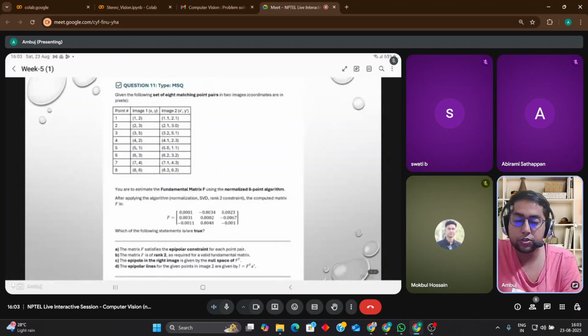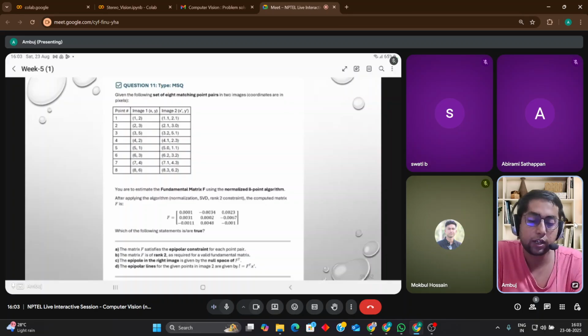Moving forward to the next question. If you are given a set of 8 matching point pairs in two images in pixels, image 1 is given, image 2 is given, and you have to estimate the fundamental matrix F using the normalized 8-point algorithm. Then after applying the algorithm, the computed matrix F has been given to you.